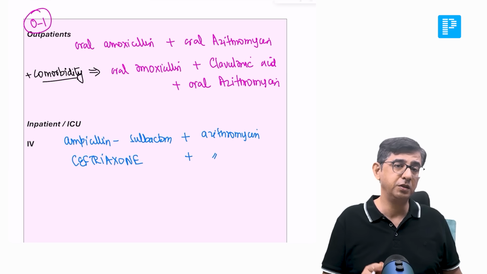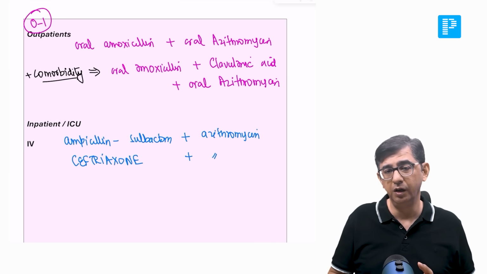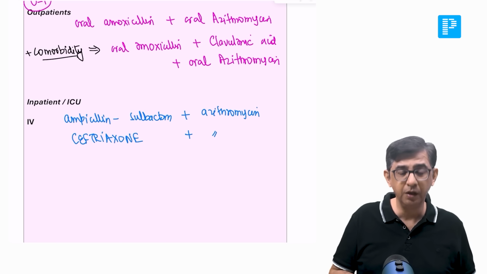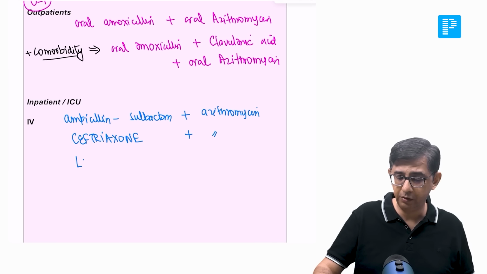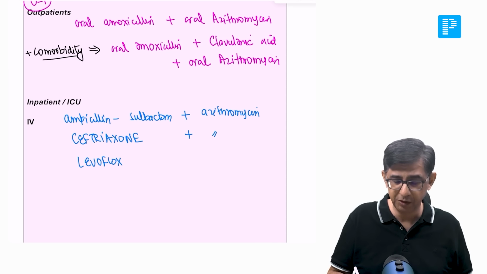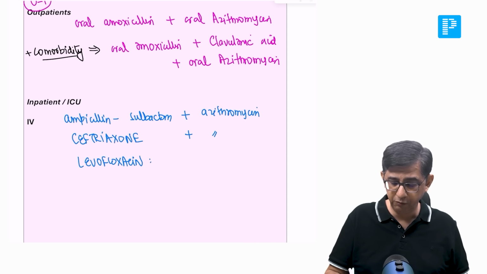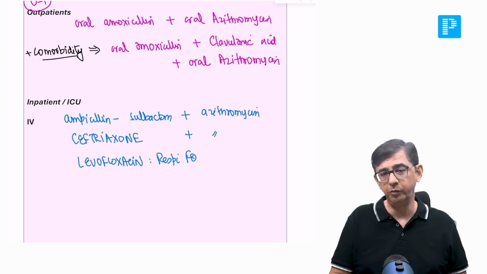Ceftriaxone with vancomycin is given in empirical treatment of meningitis, but here it is ceftriaxone that would be given with azithromycin. Or we can be using respiratory fluoroquinolones, like levofloxacin, or I can be using moxifloxacin for this patient. So if he mentions respiratory fluoroquinolones like levofloxacin, then I don't need a combination with anything. This alone would be sufficient.